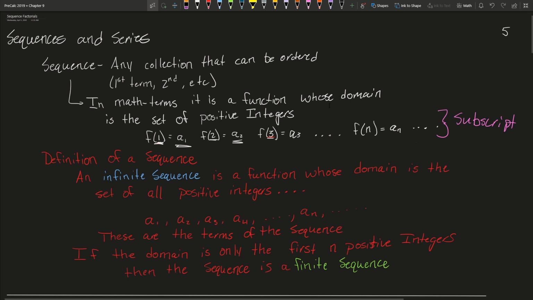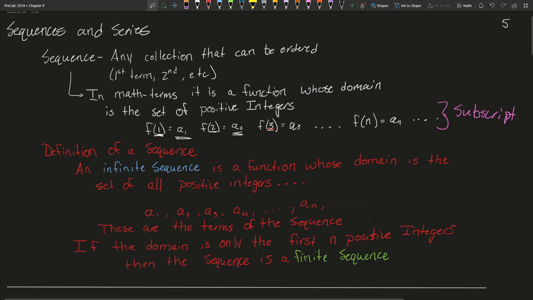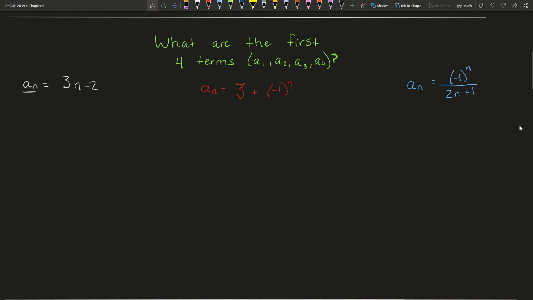Okay. So the definition of a sequence is everything in red. Now, there are a couple of different things that we'll have to be doing with this stuff. And the most simple is just finding different terms of a sequence. What this says on your screen is what are the first four terms of the given sequence.